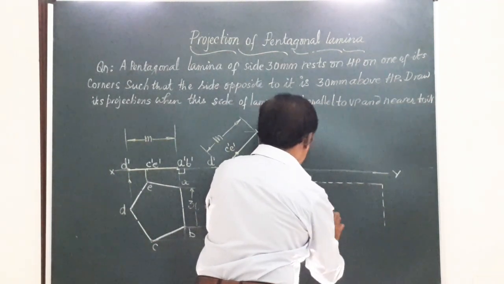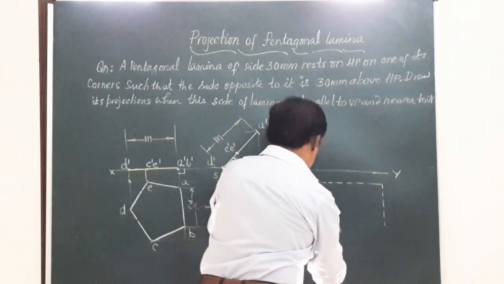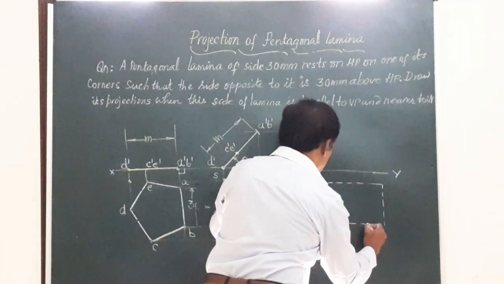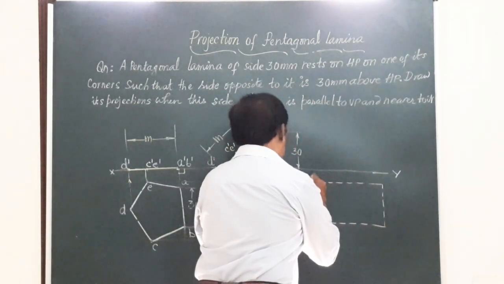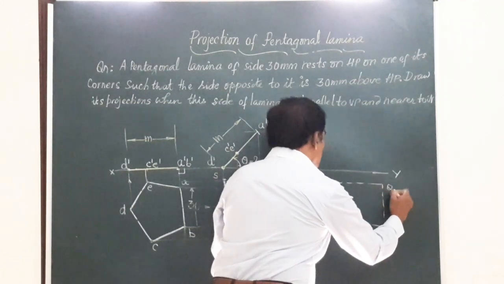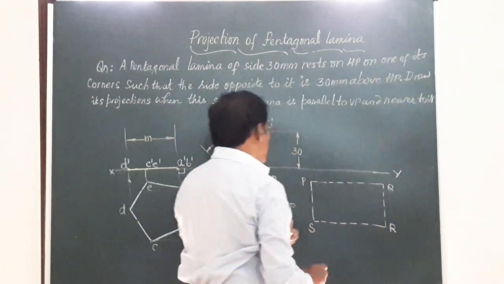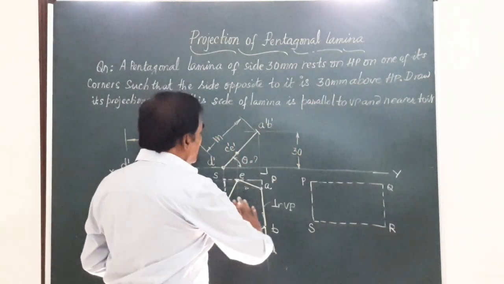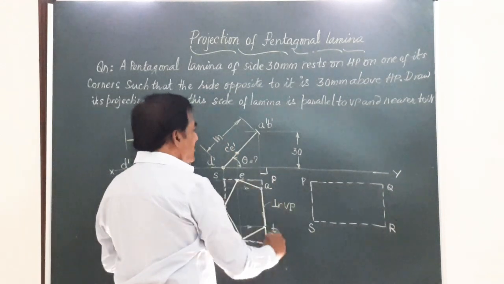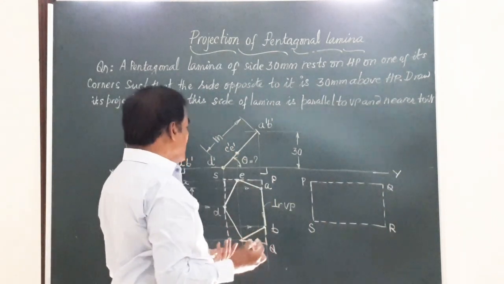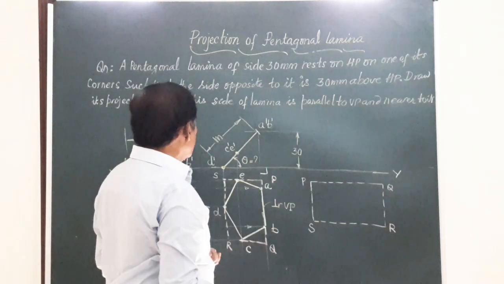So I have reproduced this figure PQRS, which has the same dimensions as this figure, and I am going to mark it PQRS. This box PQRS is redrawn at any convenient distance below this, having the same measurement. Friends, let us locate all these 5 corners of the pentagon in this rectangle.